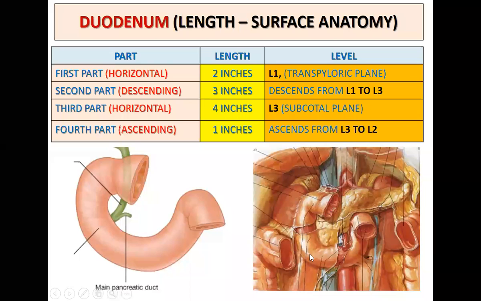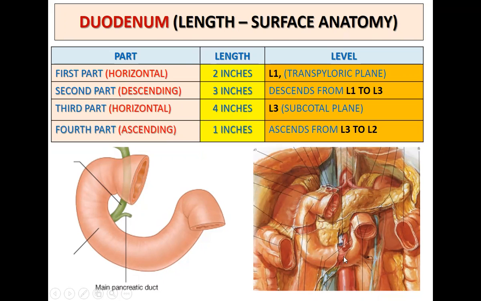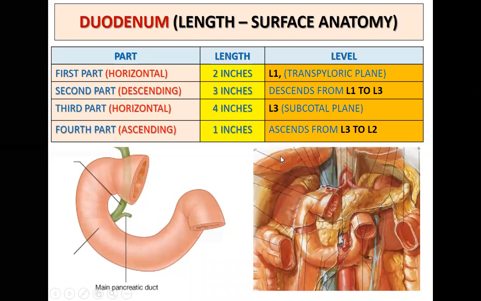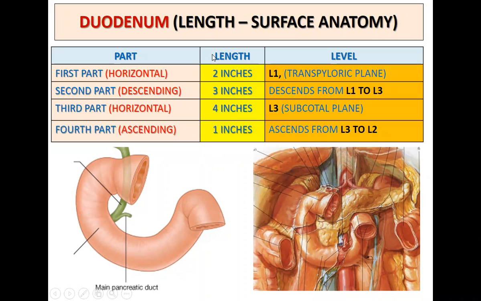So these are the 4 parts of the duodenum. The first part is 2 inches, then 3 inches, 4 inches, and the last part is just 1 inch. Instead of 1, 2, 3, 4, it is 2, 3, 4, and 1 inches. If you calculate the total, it will be 10 inches. So this is the total size of the duodenum, and these are the 4 parts. And you can see here there is a peritoneal fold, which is just covering anteriorly. So it is behind the peritoneum. So this part is fixed. This is the retroperitoneal duodenum.